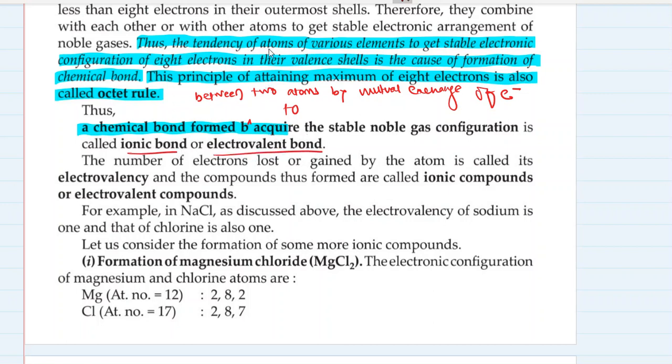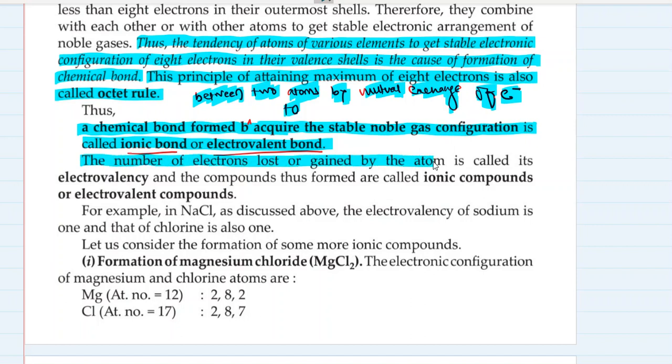So some part was missing, which I just completed. A chemical bond formed between two atoms by mutual exchange of electrons to acquire the stable noble gas configuration is called an ionic or electrovalent bond. The number of electrons lost or gained by the atom is called its electrovalency, and the compounds thus formed are called ionic compounds or electrovalent compounds.